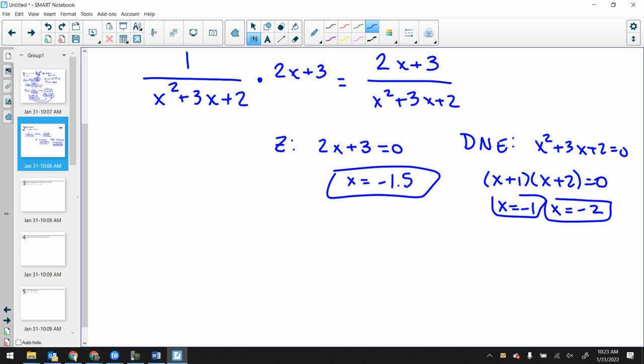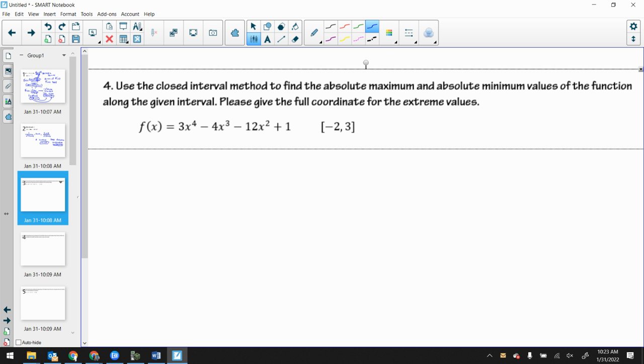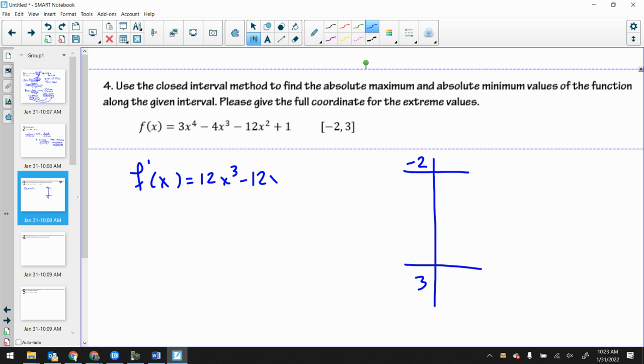All right, let's take a look at 4. Use the closed interval method to find the absolute maximum and minimum values of the function on the given interval. So basically what I'm asking you to do here is create for ourselves a table of values. We want negative 2 and positive 3 to be in that table, and we need the critical points in between there to be other parts of our table. All right, the critical points, excuse me, would be f prime of x is 12x to the third minus 12x squared minus 24x.